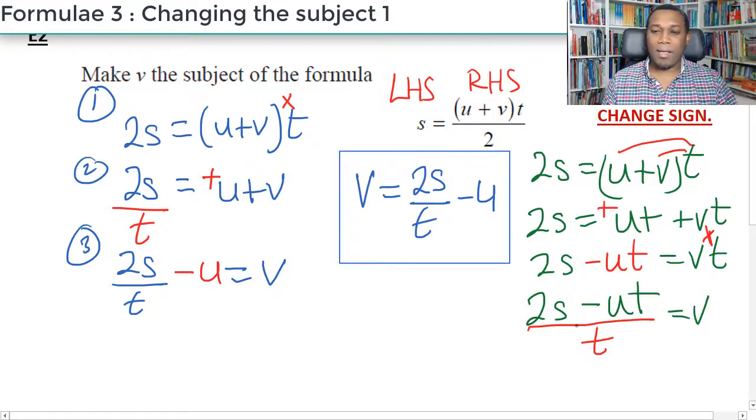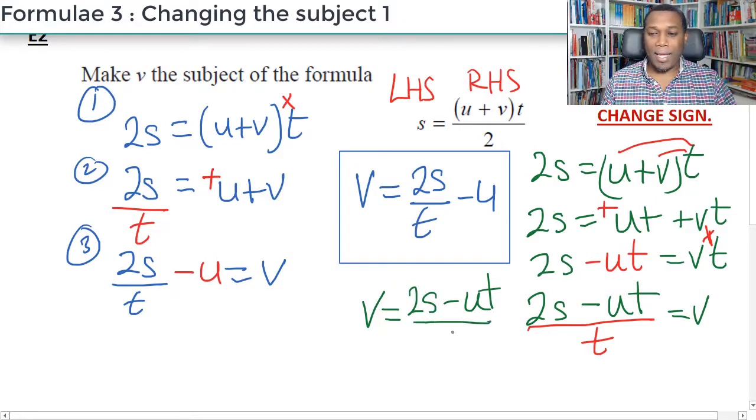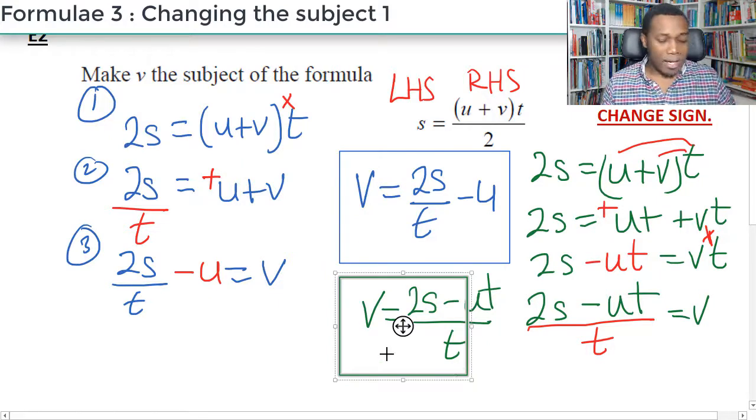And you're thinking, well, hang on, that looks different to what we had. Let's put the pretty version in the middle. So in the green corner, when we did it in blue, we had v is equal to 2s on t take away u. When we do it in green, we get v is equal to 2s take away ut divided by t. So the entire numerator is being divided by t. And let's put that in the green rectangle.